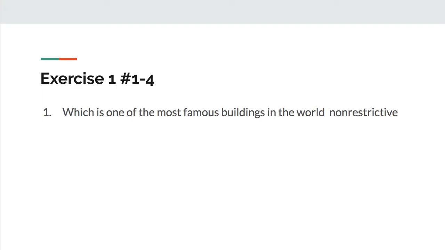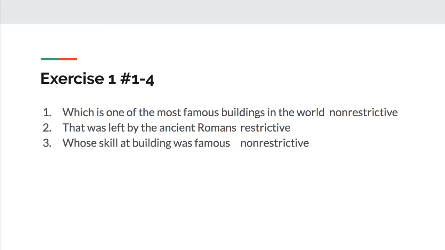Number 2, it is a magnificent monument that was left by the ancient Romans. That was left by the ancient Romans. It doesn't have a comma and it is restrictive. Number 3, the Romans, whose skill at building was famous, created a great empire. So that one has commas, so I know it's non-restrictive, and it's whose skill at building was famous. It's kind of a weird sentence.